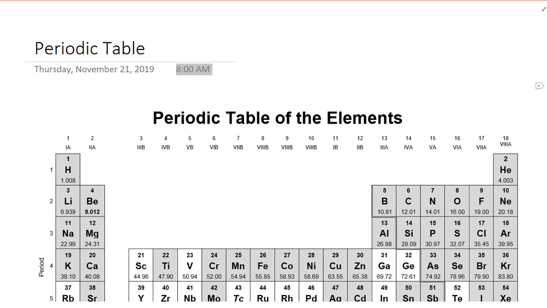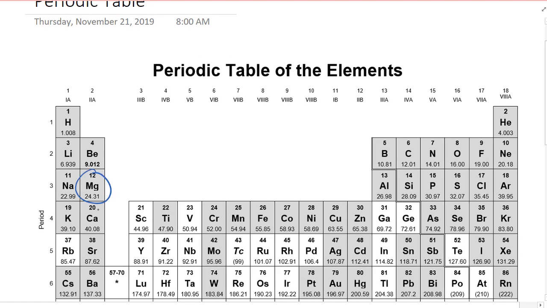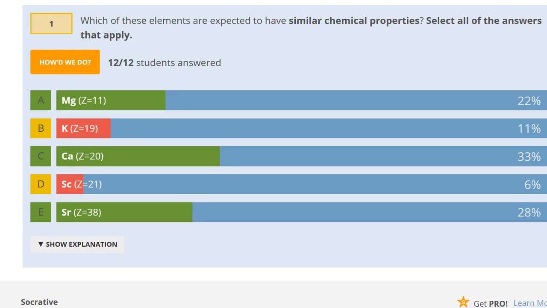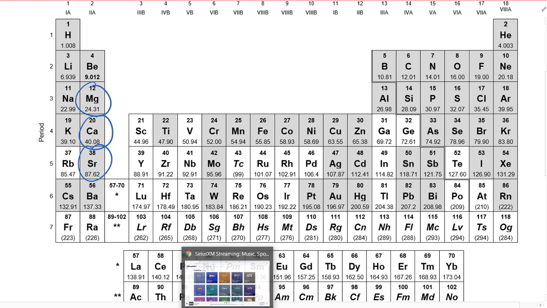But again, if we look at these, we have magnesium right here. We have calcium, and then what was the third one? I think we had strontium on here as well. So these three here would have similar chemical properties.